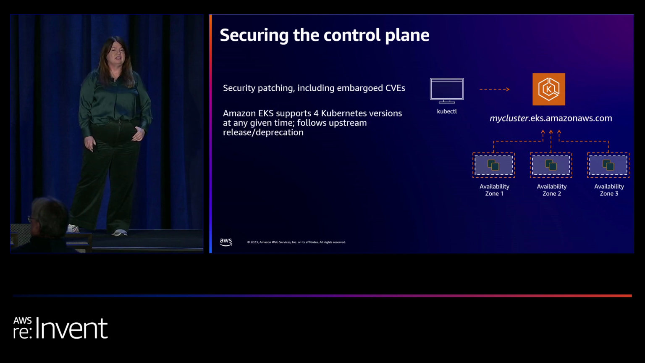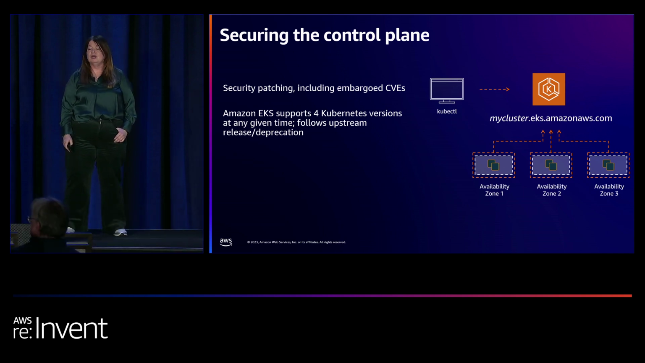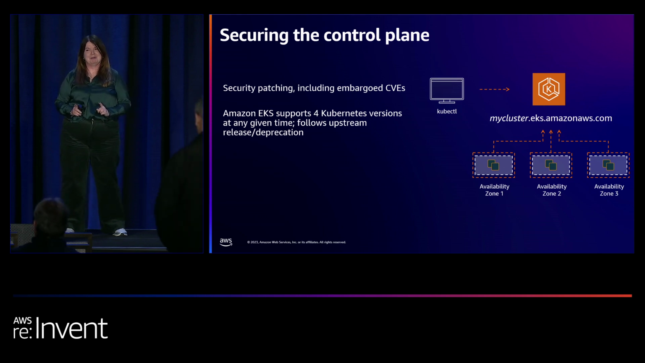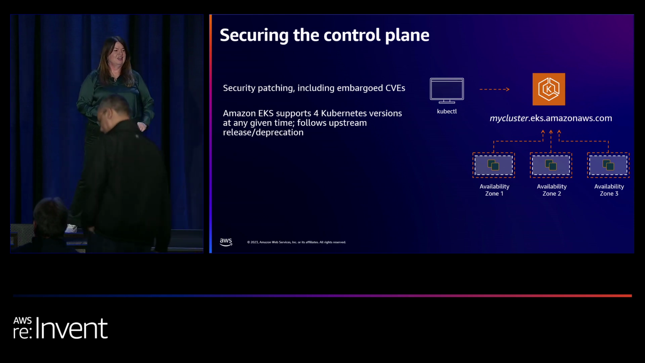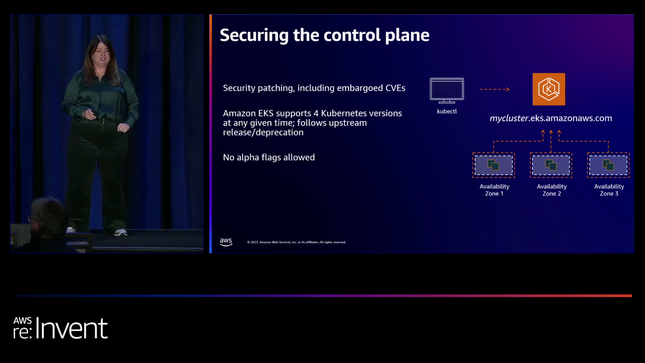As I said, EKS supports 4 Kubernetes versions at any given time, which gives you up to 14 months to upgrade, although we'd really like it if you'd upgrade a bit more often than that. We don't allow alpha feature flags, as we don't trust that in most cases that they're stable enough for use in production. But what about user access to the cluster itself?